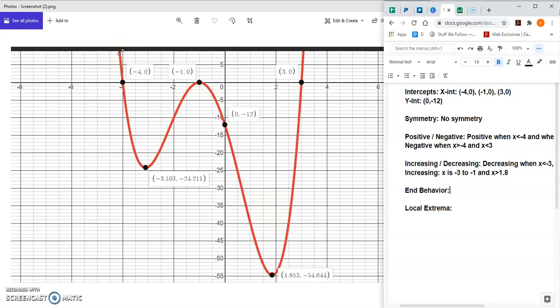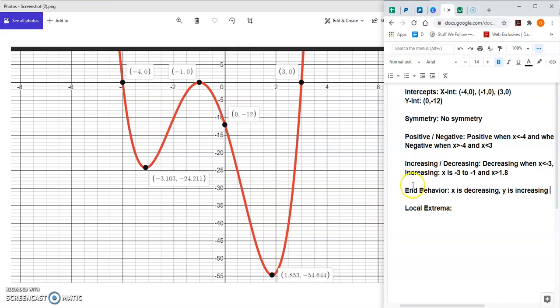The way you describe end behavior is simply what is x doing and what is y doing. In other words, is x going left or right if we were to continue this line? And is y going up or down if we were to continue this line? If you look at it carefully, it looks like x is decreasing because it's moving farther to the left. Y is increasing because it is moving up.